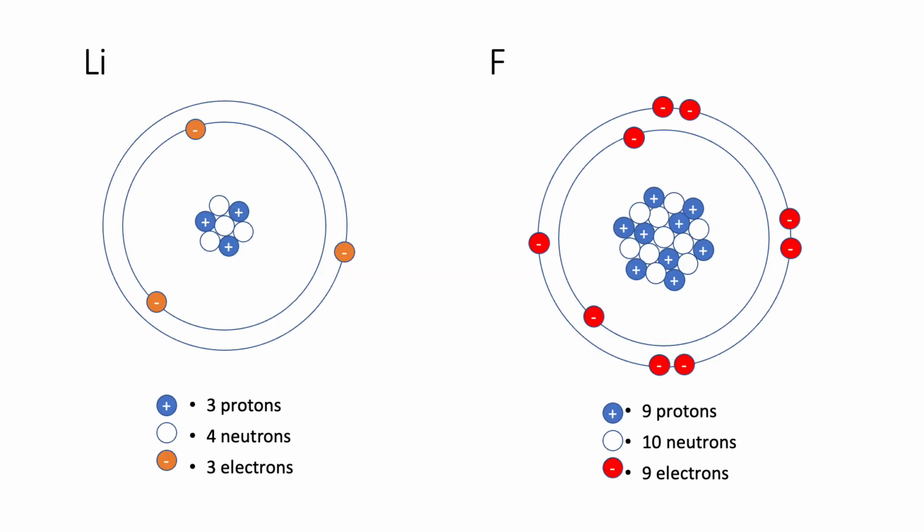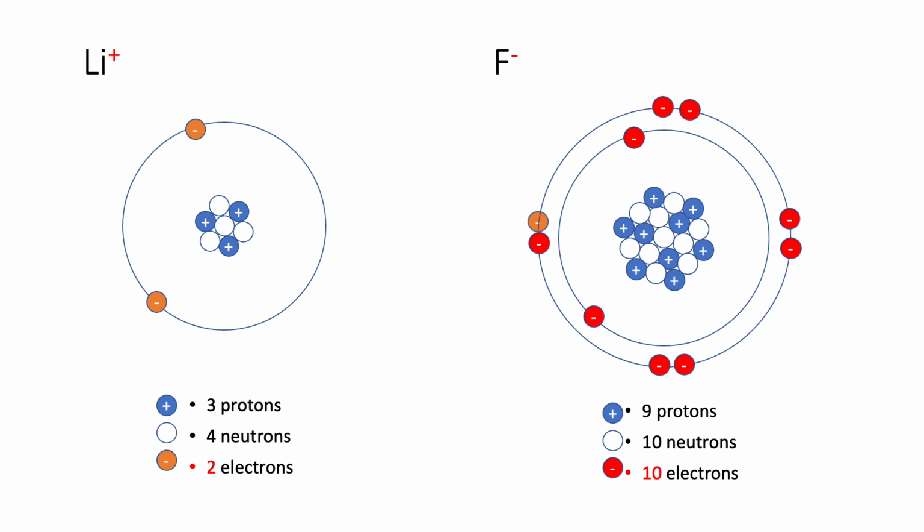To look at this in a bit more detail, let's look at the atomic structures of lithium and fluorine. Lithium has 1 electron in its outer shell. Fluorine has 7 electrons in its outer shell. Lithium gives 1 electron from its outer shell to fluorine. This results in a change from a lithium atom to form a positive lithium ion, and from a fluorine atom to form a negative fluoride ion.